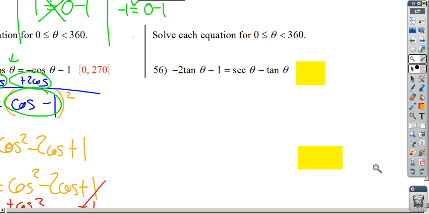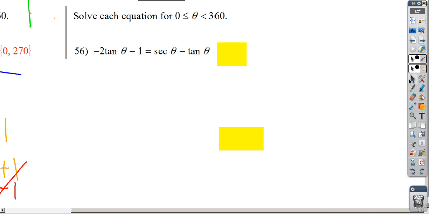Alright, last problem. This is like a marathon chapter. There's a lot of problems here. All good things come to those who wait. So we're finally at the last problem.